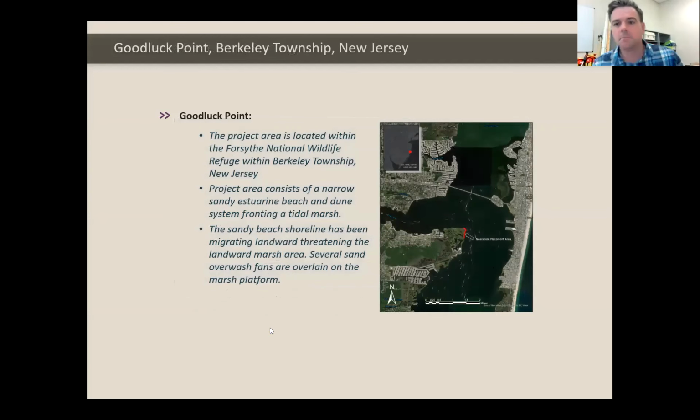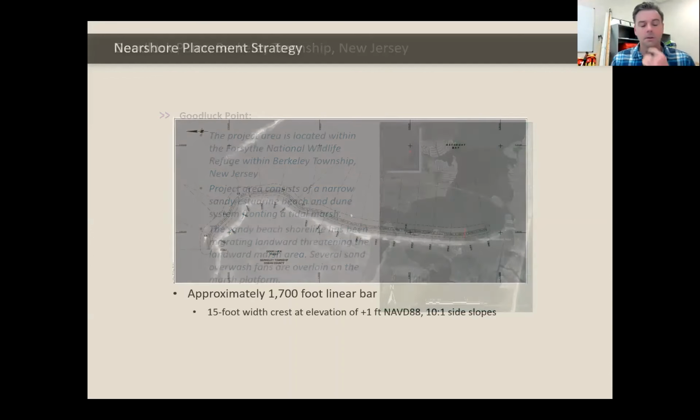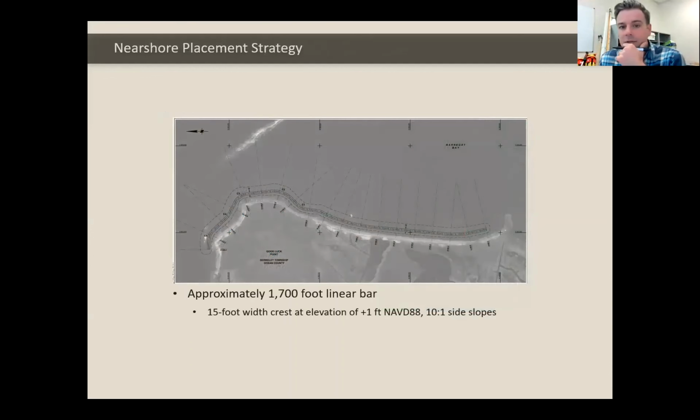Little lag. So you've heard about the project site, so I don't need to go into that. The sandy shoreline has been migrating landward, threatening the marsh area. It's a narrow sandy estuarine beach with a dune system, and it fronts this tidal marsh at the corner there at the south end of the Toms River. You've seen the nearshore berm linear bar placement plan.